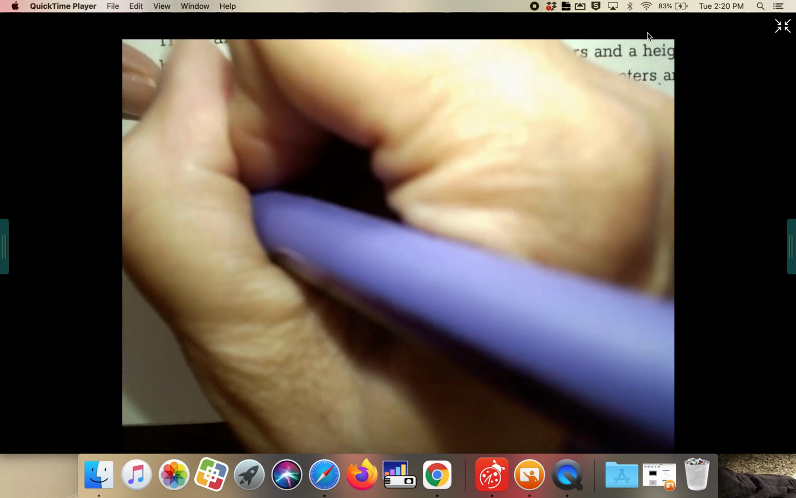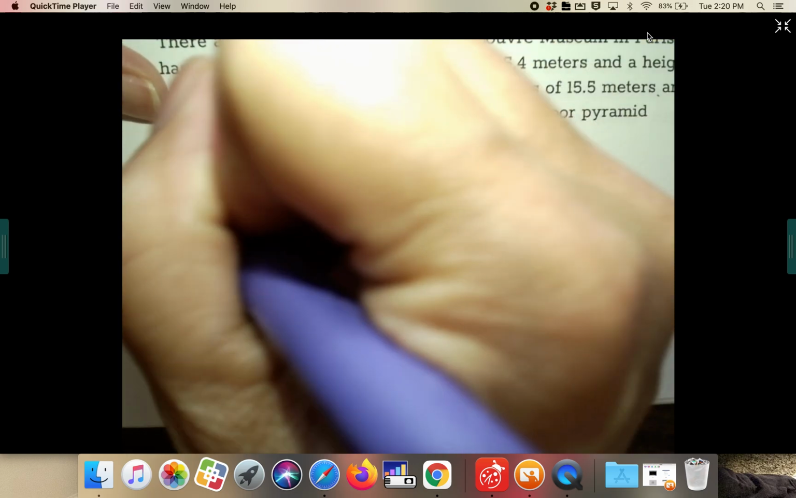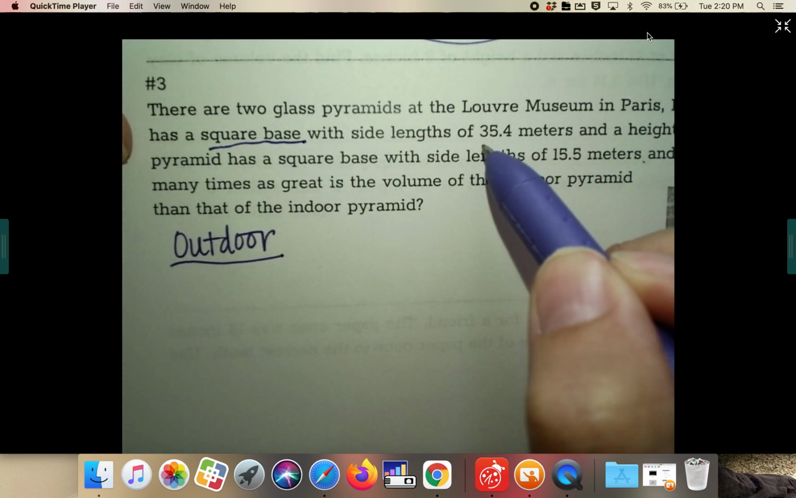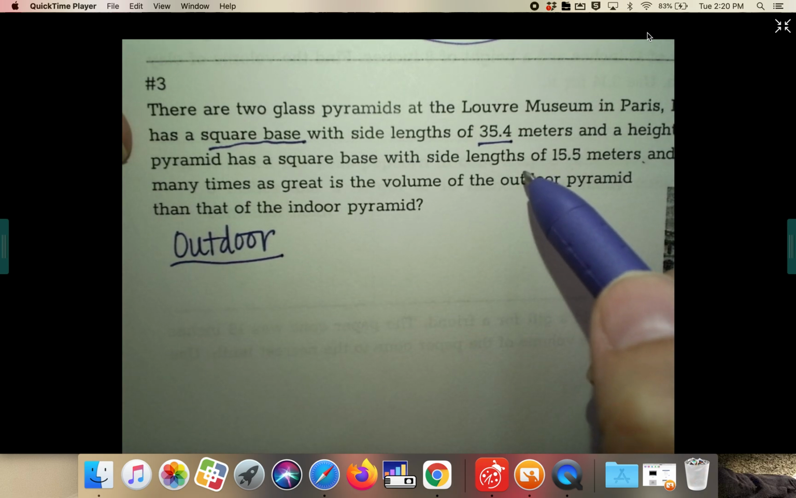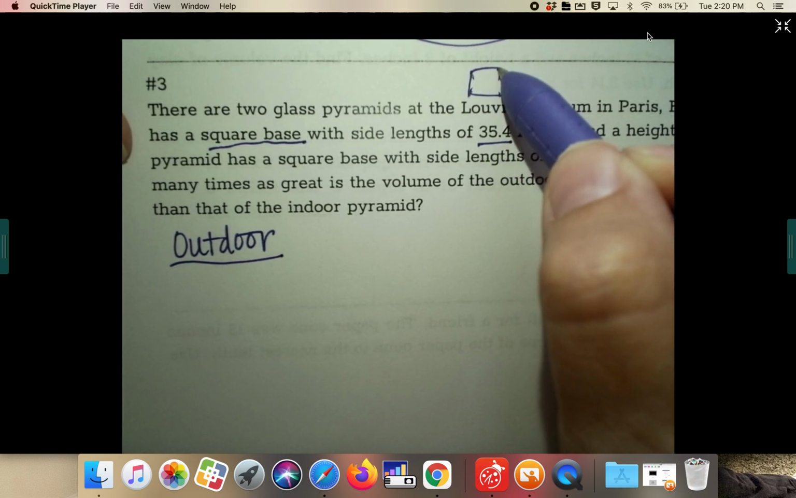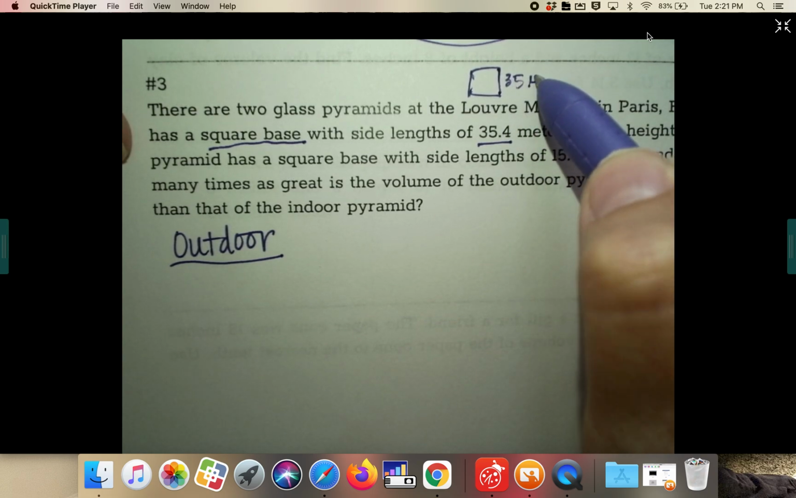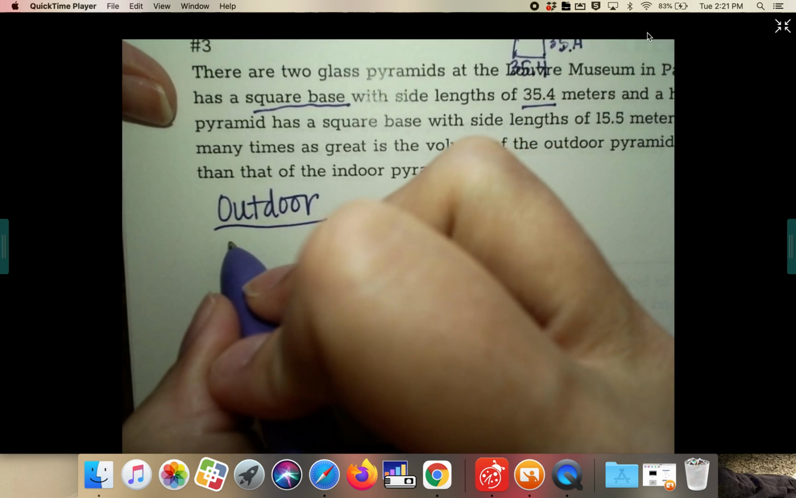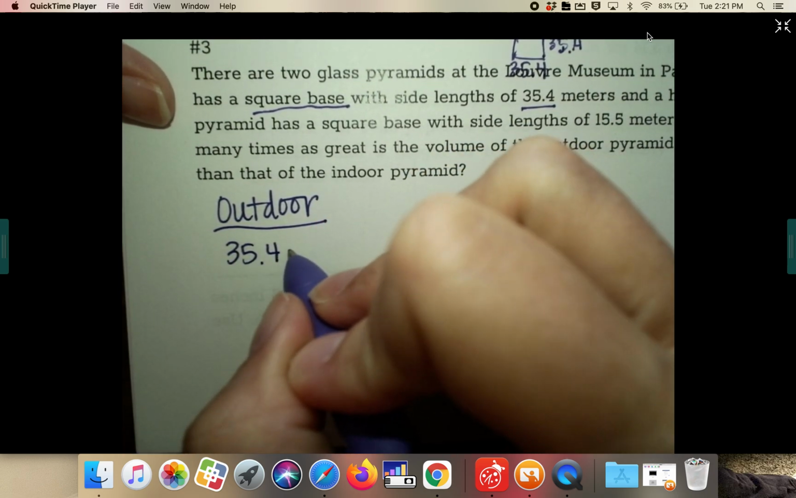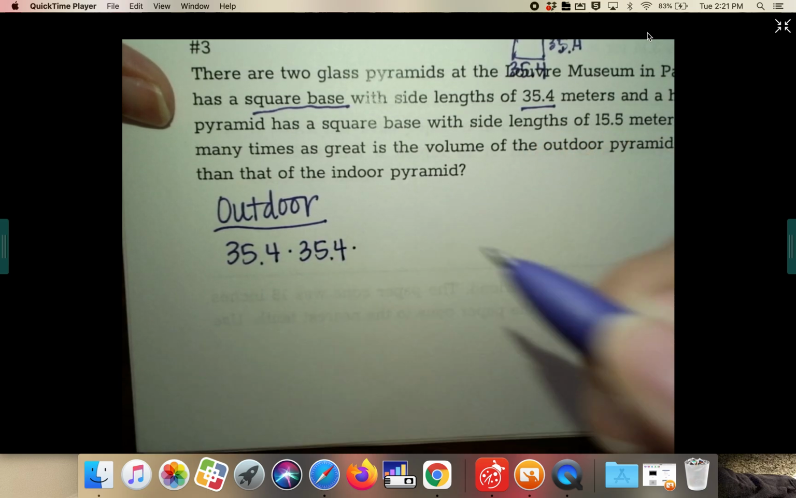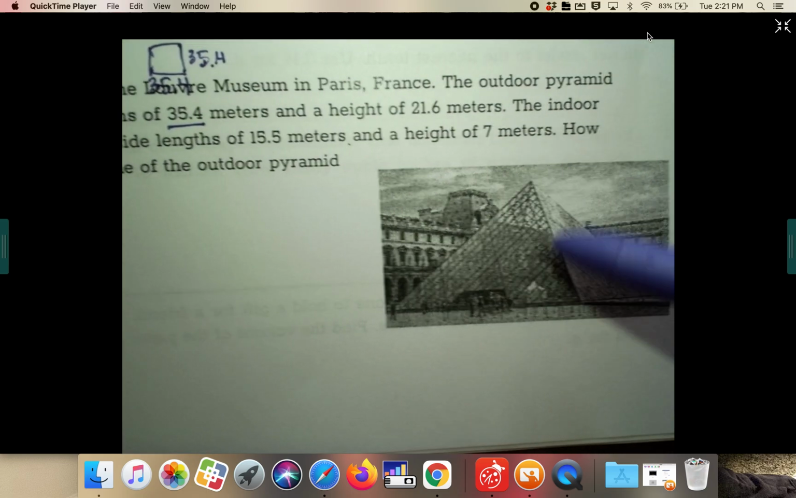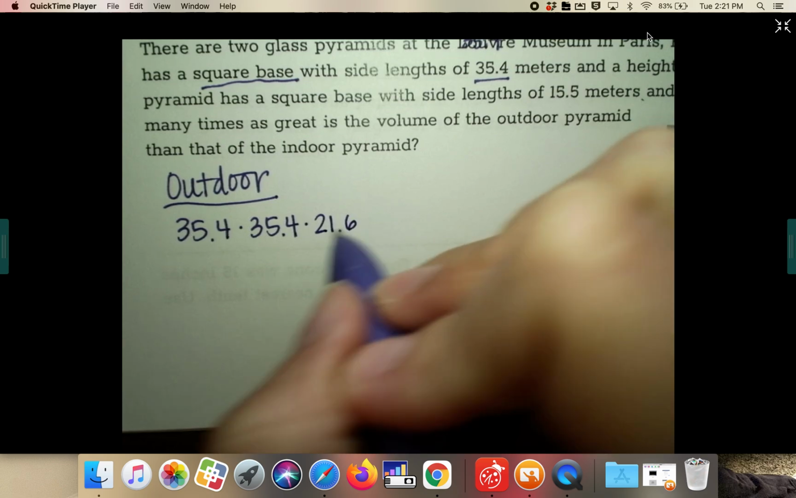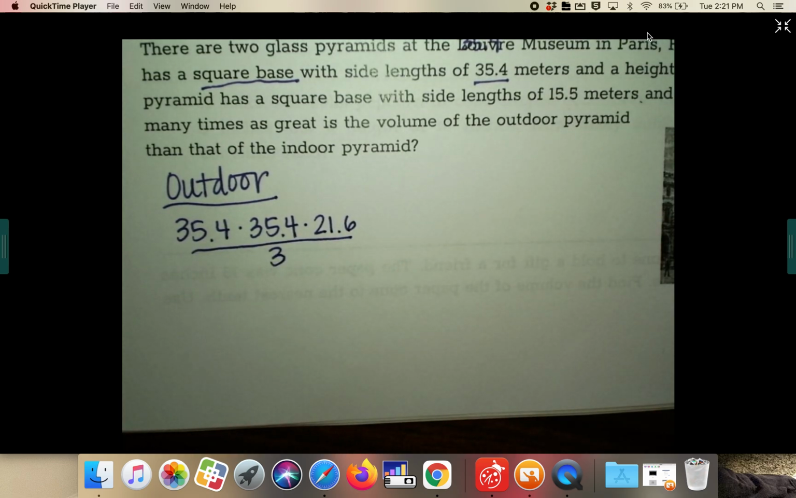So let's just do these one at a time. Let's figure out the outdoor volume. It says it is a square base, so it's going to be 35.4 by 35.4, because that's what a square base is. 35.4 on one side, 35.4 on the other side. So we're going to do 35.4 times 35.4 times the height. What did it say the height of the outdoor one is? 21.6. And then we're going to divide the whole thing by 3, because that's what a pyramid does.